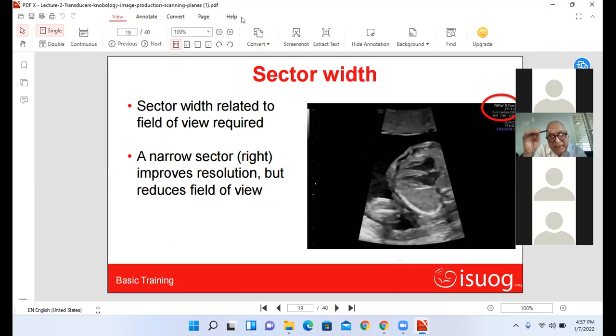Sector width. As I said, sector width is related to the field of view required. A narrow sector improves resolution but reduces the field of view. Let us say if I have to look at only the fetal heart, my depth and my sector will increase the frame rate, so I can see the fetal heart much more clearly. So sector width should also be a control used to improve the image quality. Next slide, please.